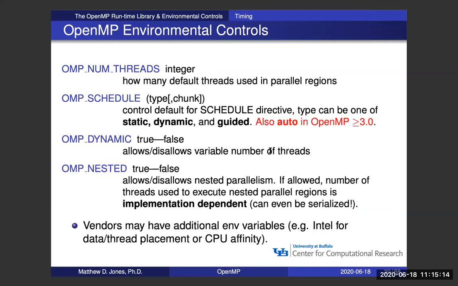And that's pretty much it for the API. Like I said, it's pretty straightforward, especially compared to message passing. For the environmental controls, the one that you really want to remember is that first one, which is OMP_NUM_THREADS. That's just an integer, and that's how many default threads are used in your parallel regions. Depending on the complexity of your application, you're probably using the same number everywhere, although you certainly don't have to.